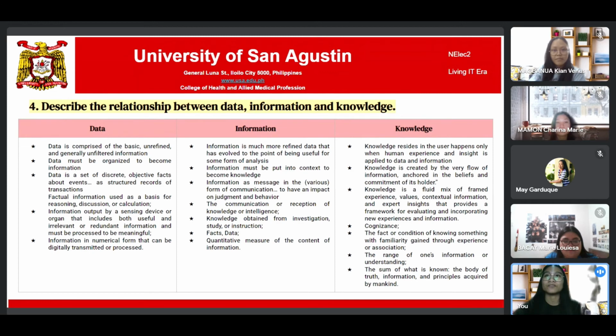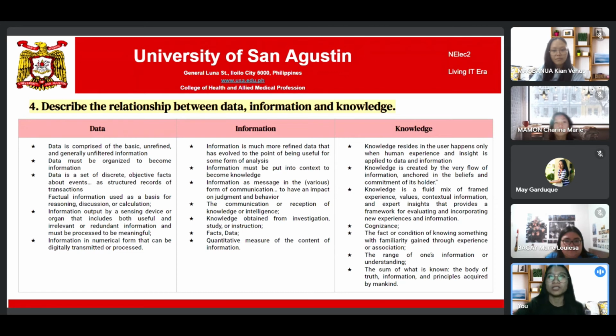Data is a set of discrete, objective facts about events as structured records of transactions, factual information used as a basis for reasoning, discussion, or calculation. Information output by a sensing device or organ that includes both useful and irrelevant or redundant information and must be processed to be meaningful. And lastly, information in numerical form that can be digitally transmitted or processed.